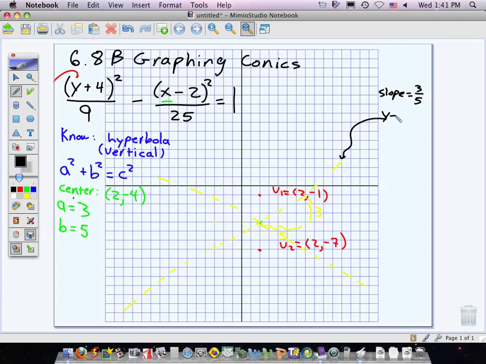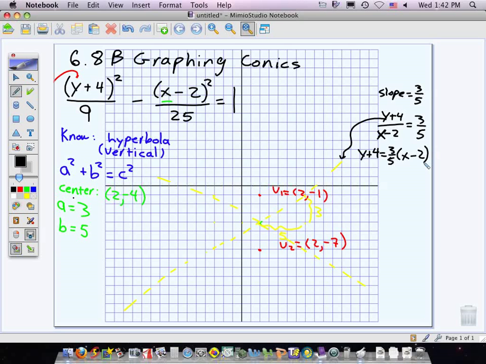Y minus -4, or y plus 4, over x minus 2 equals our 3/5. Rise over run is subtracting the y coordinates, subtracting the x coordinates, equals the slope we found. Well, point slope, just multiplying both sides by x minus 2, and get y plus 4 equals 3/5 times x minus 2. So there's our equation of the slant asymptote.